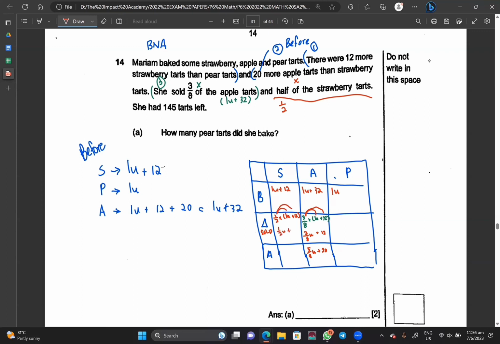Half times 12, that gives me 6. So you plus 6 over there. All right, so 1 unit means 2/2, huh? 2/2 minus 1/2, you get half a unit. All right, 12 minus 6, that gives me 6.